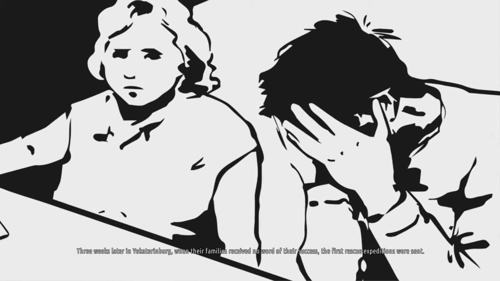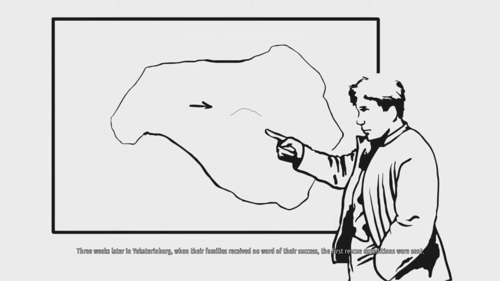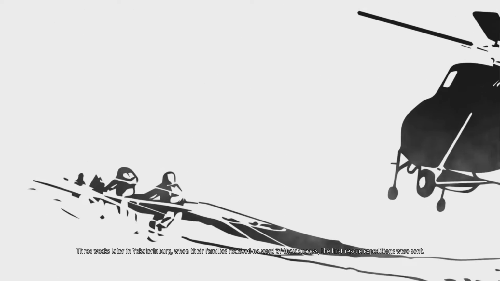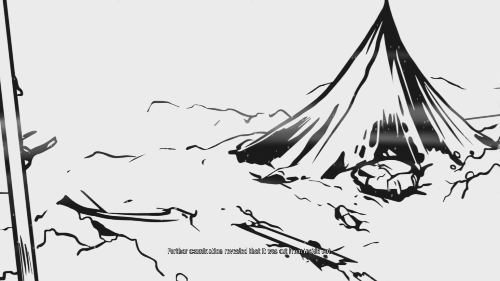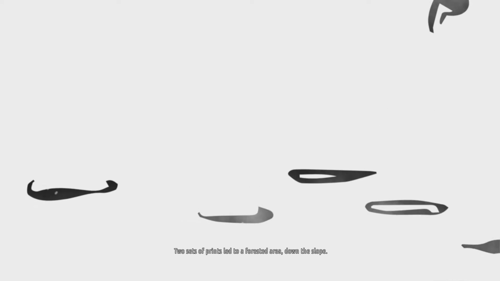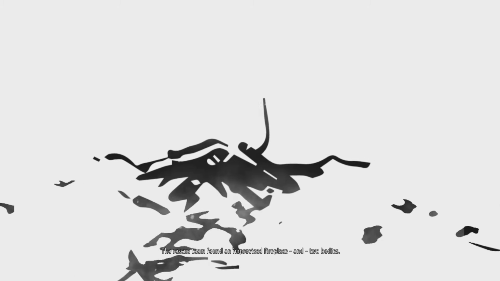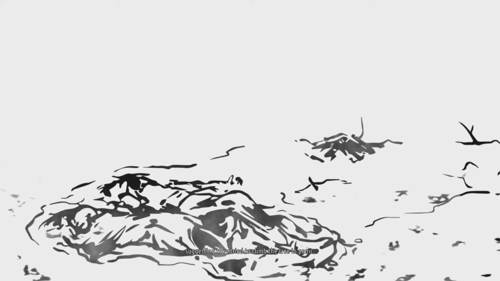3 weeks later in Yekaterinburg, when their families received no word of their success, the first rescue expeditions were sent. On February 25th, 1959, an abandoned encampment was found. The tent was torn down and covered with snow, with all the group's belongings left inside. Further examination revealed it was cut from inside out. The surrounding footprints indicated the crew had fled the tent. They were barefooted. This suggests a frantic escape, characteristic of people scared out of their wits. 2 sets of prints led to a forested area down the slope. The rescue team found an improvised fireplace and 2 bodies. They were lying in but their underwear, with cuts and scratches to their limbs, suggesting they had tried to climb the tree in panic. What could terrify them so much?